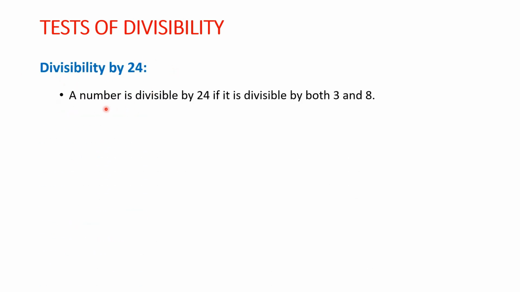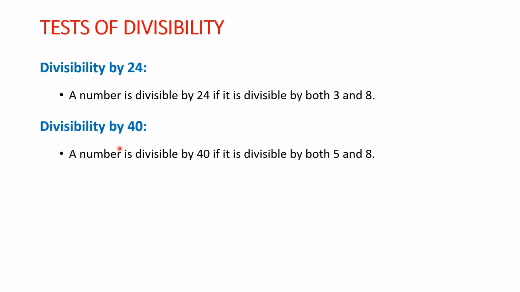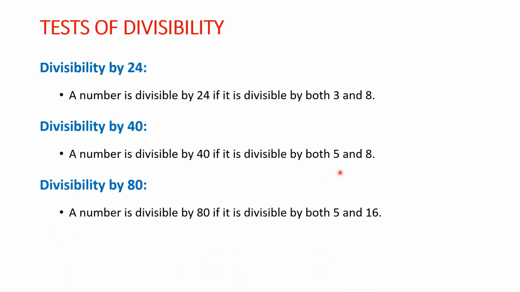Divisibility by 24. A number is divisible by 24 if it is divisible by both 3 and 8. So, to find whether the number is divisible by 24, the given number should be divisible by both 3 and 8. Similarly, divisibility by 40. If your number is divisible by 40, it has to be divisible by both 5 and 8. Likewise, divisibility by 80. A number is divisible by 80 if it is divisible by both 5 and 16.